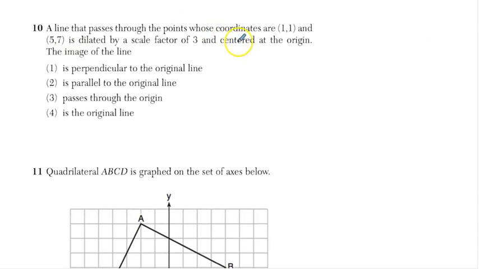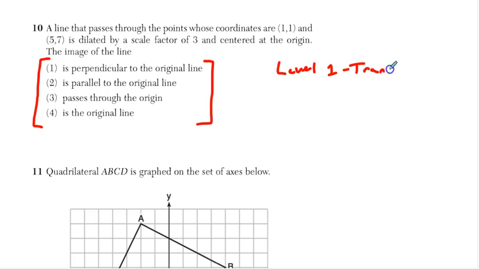Question number 10. It says a line that passes through the points whose coordinates are 1, 1, and 5, 7 is dilated by scale factor 3 and centered at the origin. The image of the line is, and this doesn't even ask us to do any math really, it's just asking us facts. Is it perpendicular to the original line? Is it parallel to the original line? Does it pass through the origin? Or is it exactly the same as the original line? So this is what you should recall. In level 1, we learned about dilations.